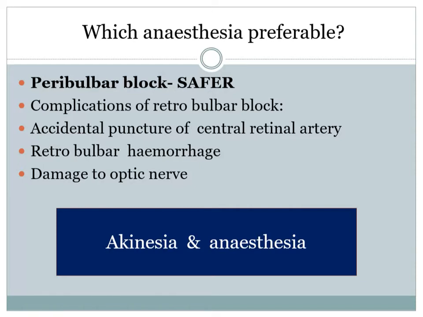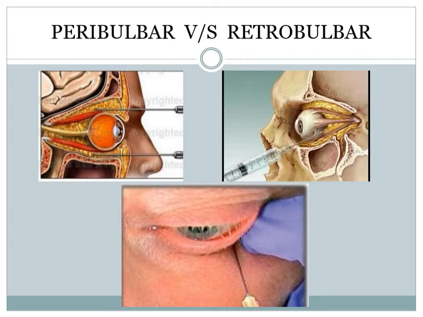So these are the two important complications of retrobulbar block. One is accidental puncture of the central retinal artery leading to retrobulbar hemorrhage. Second is damage to the optic nerve. This is another very important question which you will be asked, whether retrobulbar block or peribulbar block is preferred. The answer is peribulbar block. Why? Because in retrobulbar block, there are two important complications which can occur: retrobulbar hemorrhage and damage to the optic nerve. So to avoid these two complications, we go for a peribulbar block.